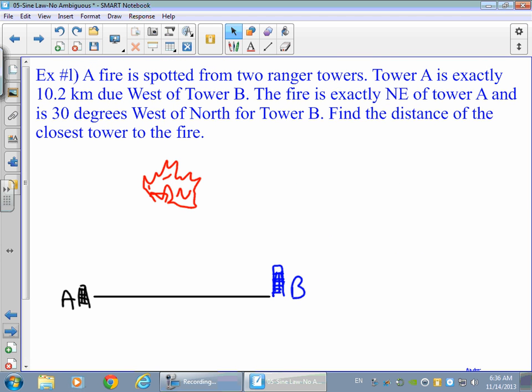So one more example here. A fire is spotted from two Ranger towers. Tower A is exactly 10.2 kilometers due west of Tower B. Okay, so as I'm creating this diagram, I read the question, and I'm going to fill in the information that I know.